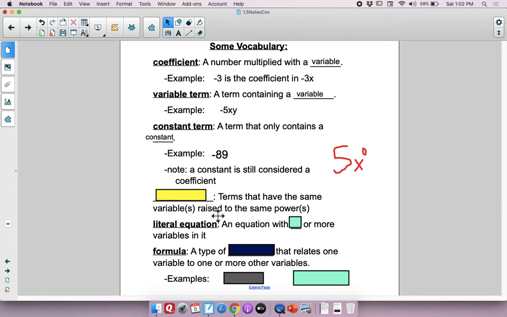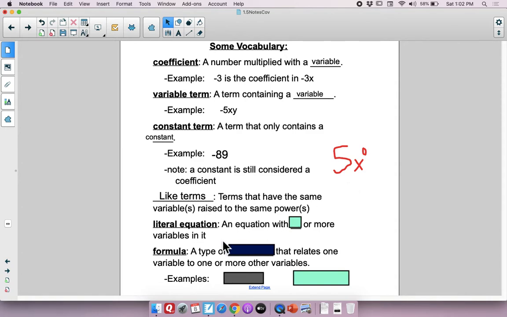Okay, well, what do we call terms that have the same variable or variables raised to the same power or powers? Oh, we've used this a lot. Hopefully you're about to say like terms, right? Remember, like terms have the same variable and they're raised to the same power. So if we have 5x and 3x, we can combine those together and make 8x. If we had 5x and 3x squared, we cannot combine those because even though they both have x's, one's to the first power and the other x is to the second power.